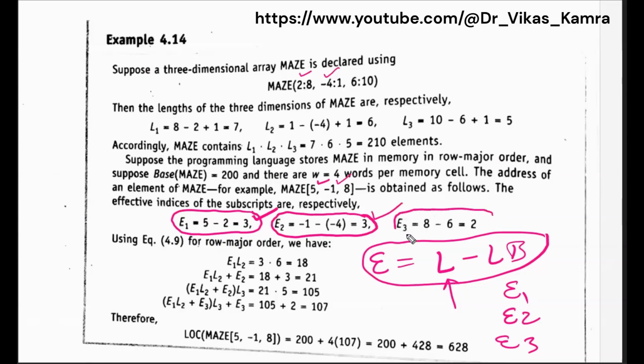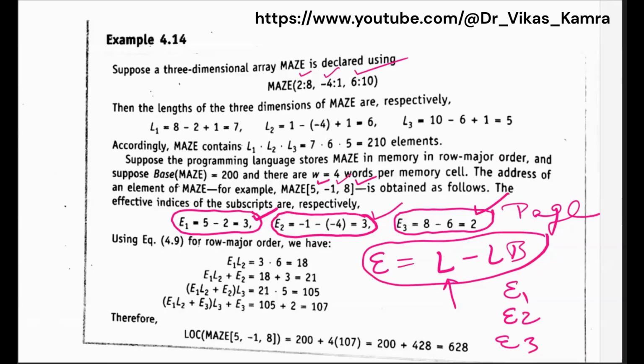Similarly, for the third effective index, that is for the page in a three-dimensional array, you need to find the location, which is given here as 8, and the lower bound, which is given here as 6. So 8 minus 6, the third effective index is 2.